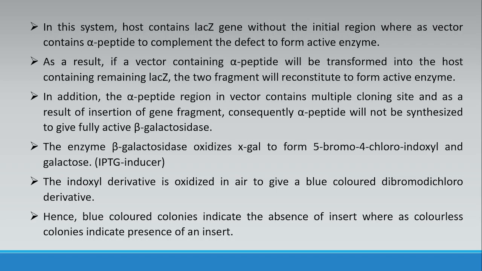So this functional beta galactosidase enzyme will act on X-gal in the presence of the IPTG. Isopropyl thiogalactoside is an inducer. So in the presence of IPTG, the beta galactosidase will cleave X-gal to form 5-bromo 4-chloro indoxyl and galactose. Now, this indoxyl derivative is oxidized in air to give a blue colored dibromo dichloro derivative. So that gives you the blue color.